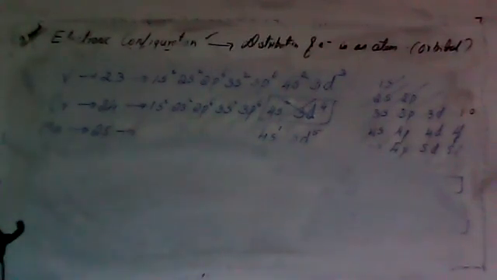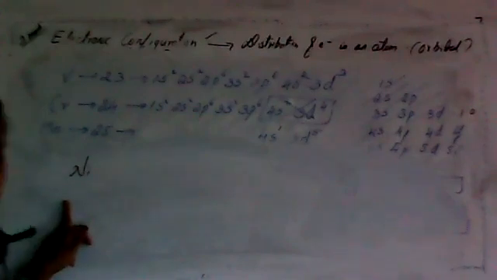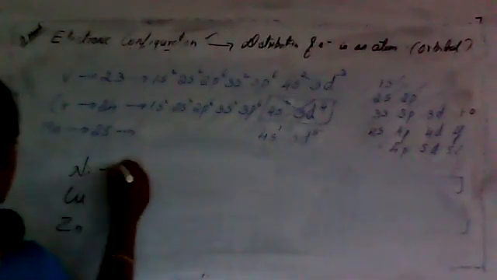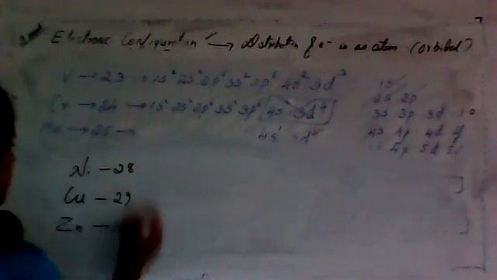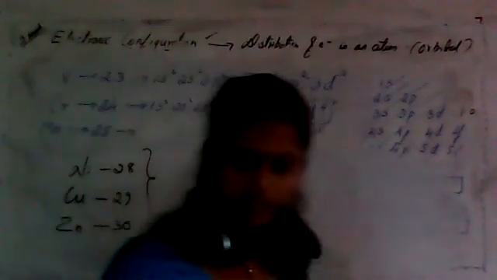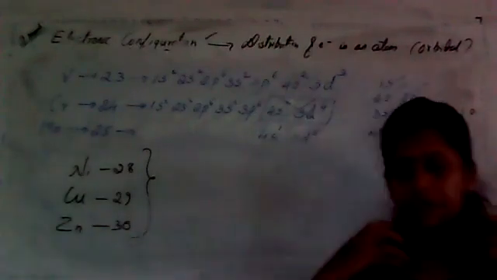Now I'll give another example. Take nickel, copper, and zinc, and try to write their electronic configurations. Atomic numbers are 28, 29 and 30. Just try to write for these three, you'll come to know. After that, there are again three: vanadium, niobium, molybdenum. These also have the same changes, okay?